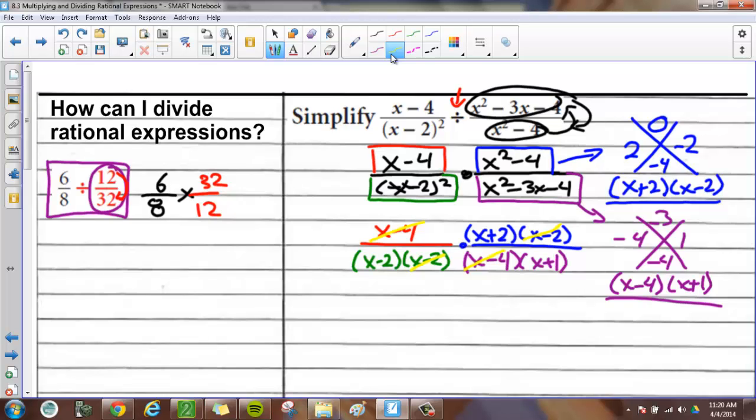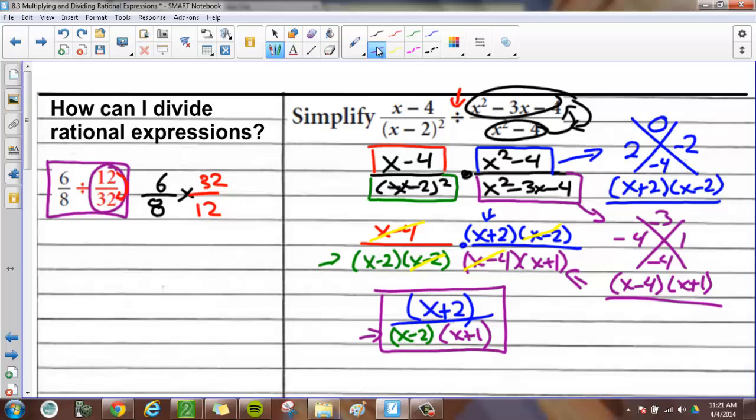So let's rewrite this. What we have left is the x plus 2 on the top. On the bottom we have this x minus 2 right here, and we also have this x plus 1 right there. And there you go, there it is, simplified, ready to go. If you wanted to, you could multiply the bottom through and do the FOIL. But this is good enough. I'm happy with this, guys. So that is how you divide rational expressions.